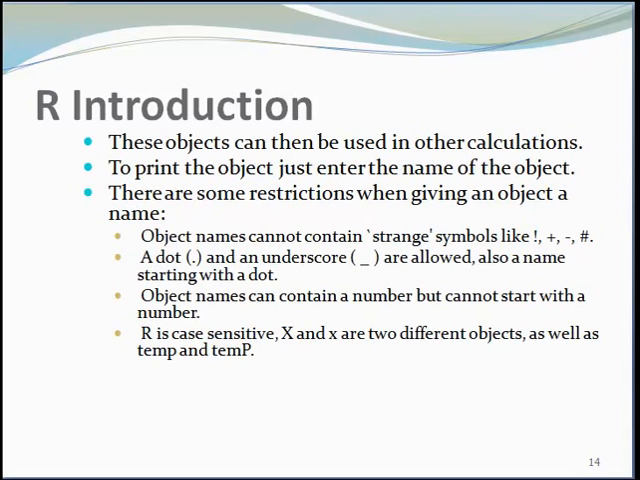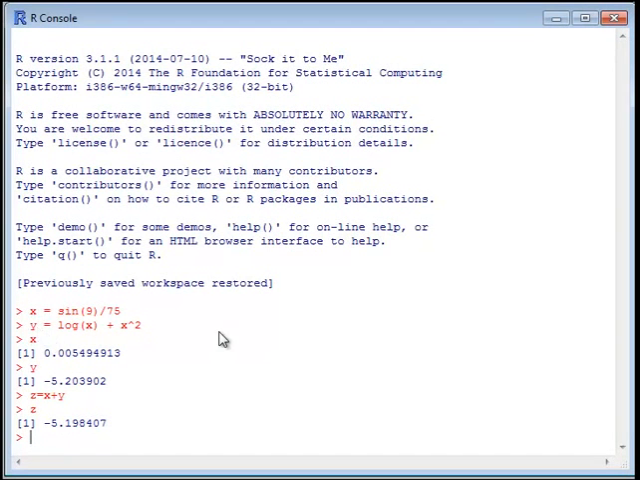Now these objects that you calculated can be used in other calculations also. For example, here on the R screen I have used a function x equal to sine of 9 by 75, another function y, and the value of this can be used in the other function z. Z is equal to x plus y. I have used the values of the x and y objects in another object z. For getting the output I will simply type z on the next line and enter. So you get the answer for your calculation.